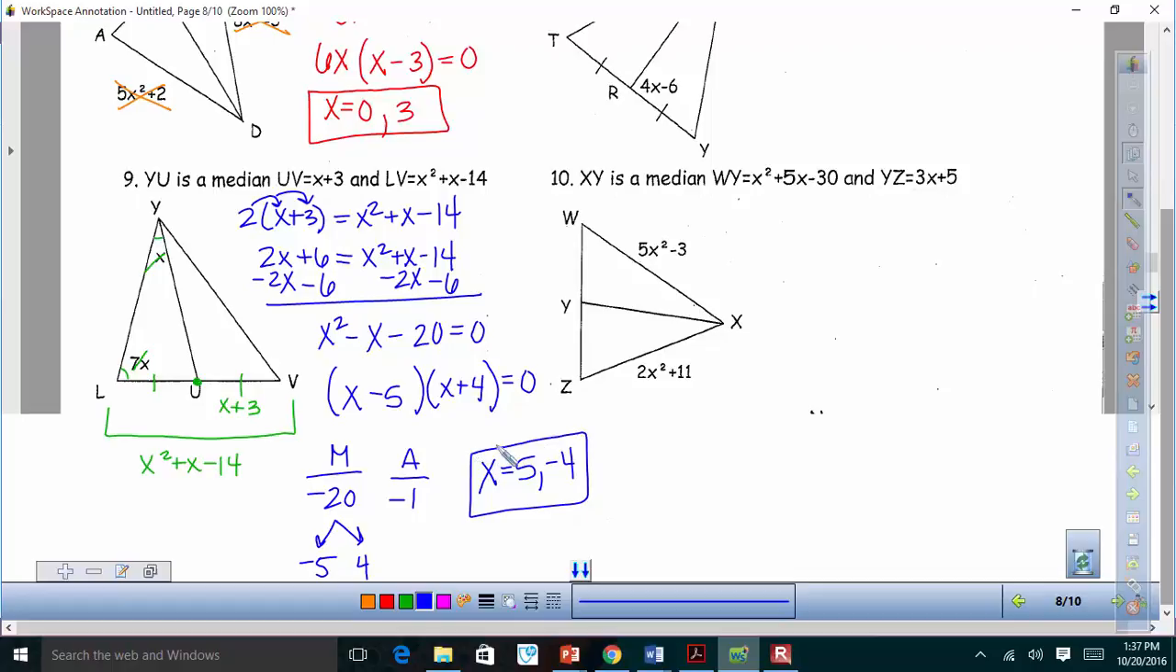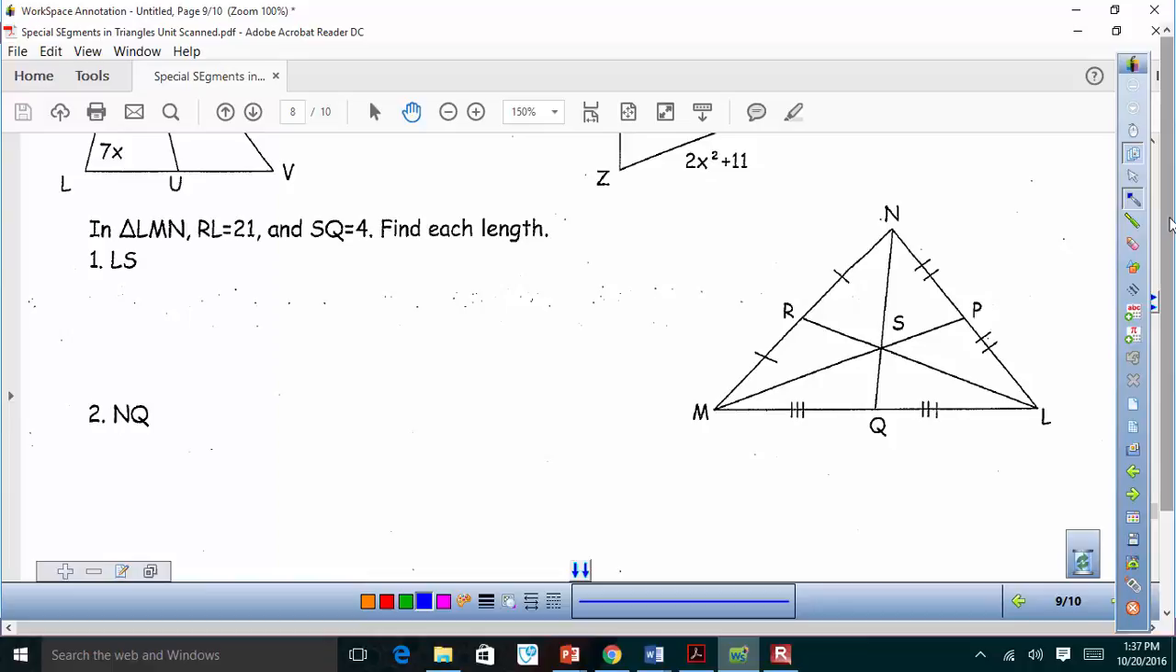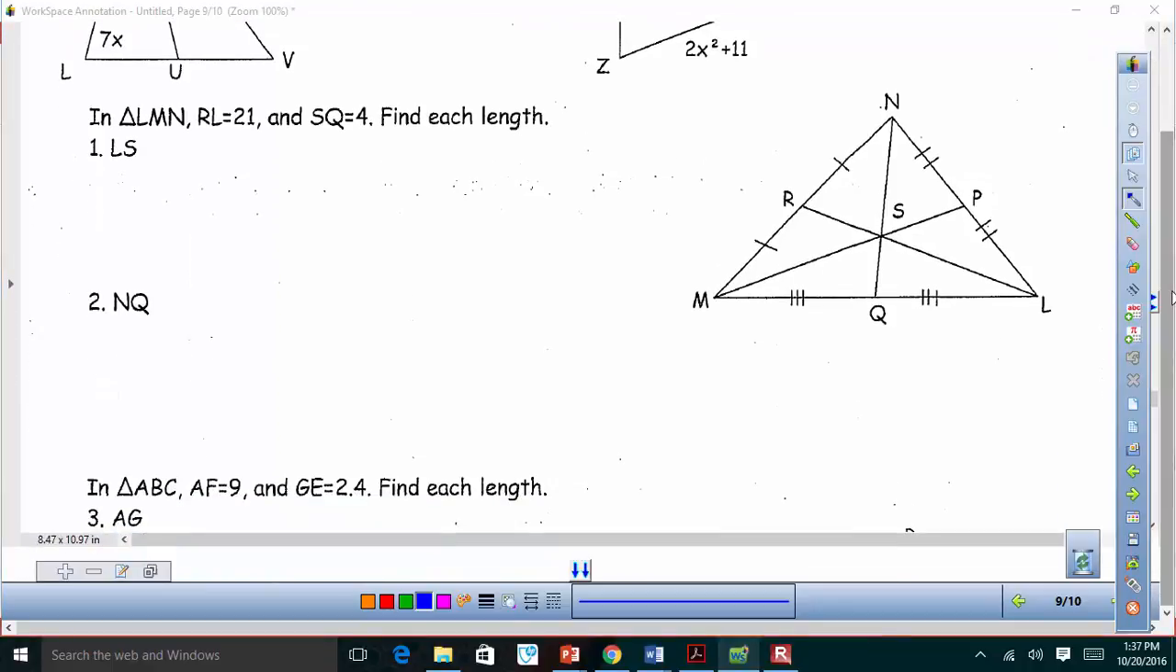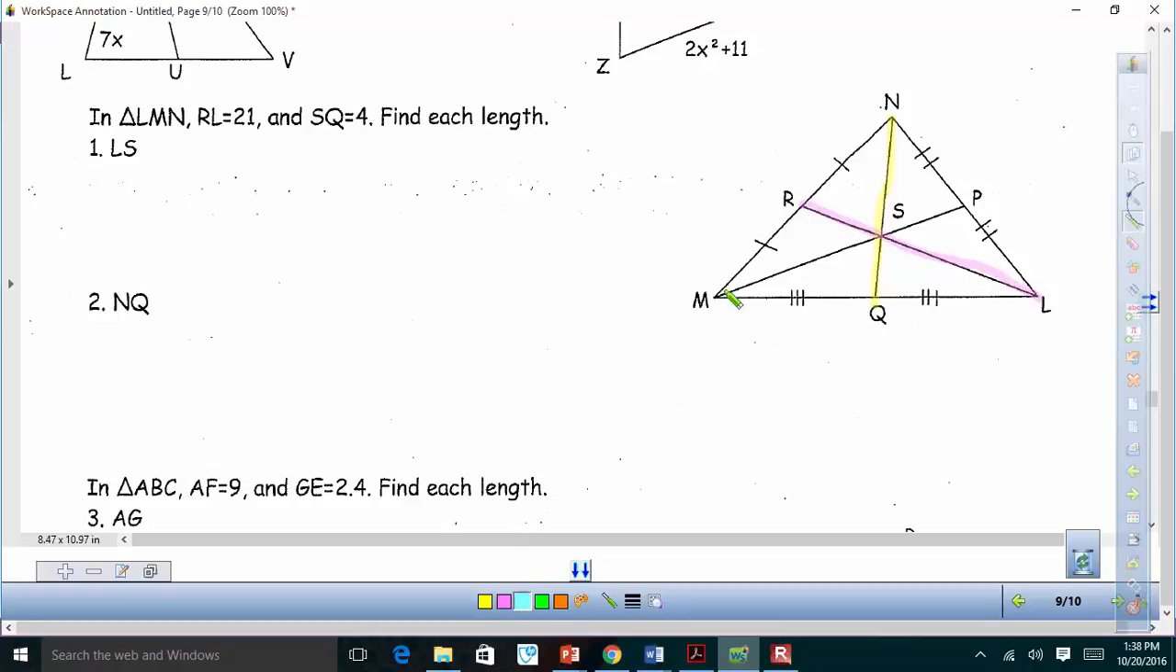Okay. Now let's look at the centroid and make sure we got that. The centroid. The center where all the medians connect. Okay, so we're looking at this figure right here. Can somebody tell me what one of the medians is? NQ is one. Okay, what's another one? RL and PM. Very good.